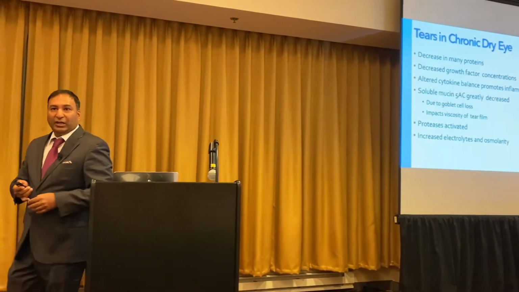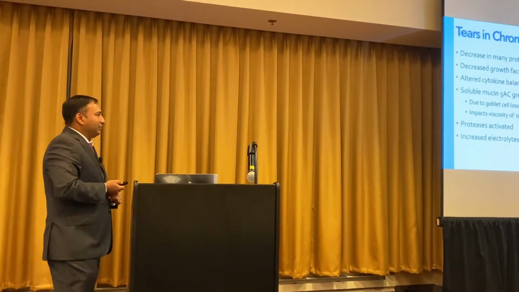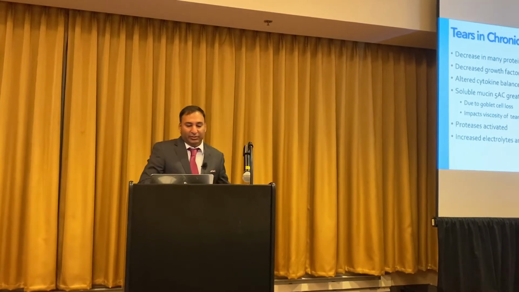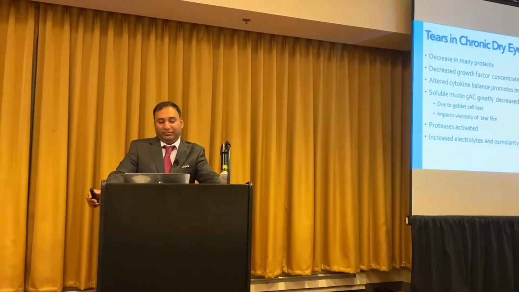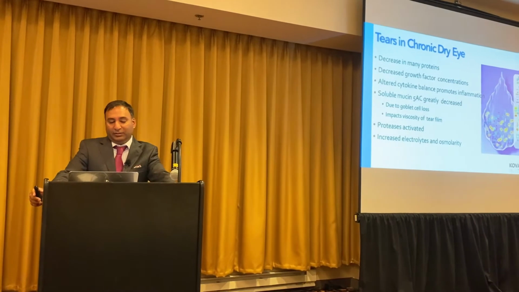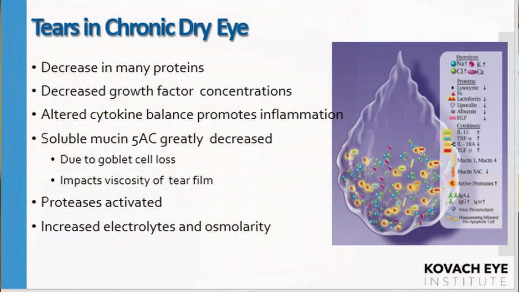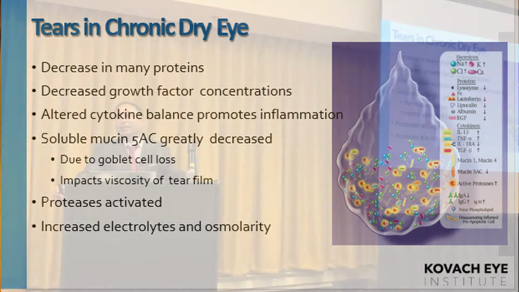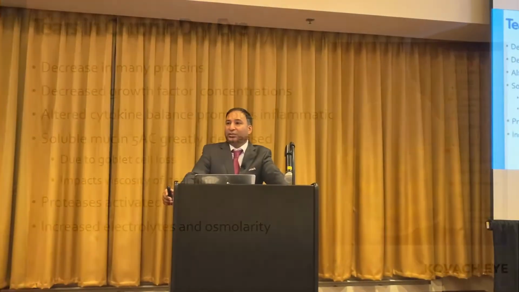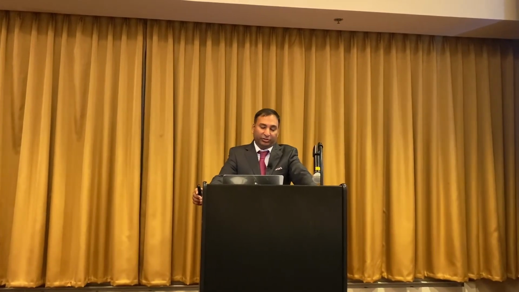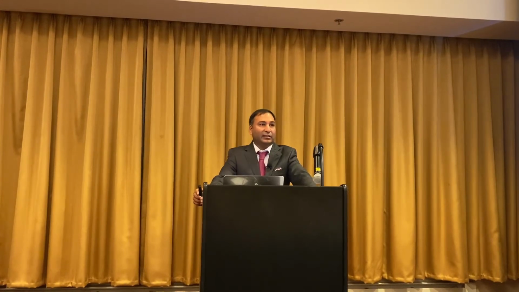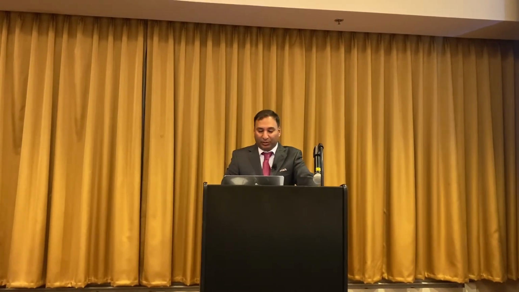Well, when we get into the dry eye stage, the chemistry of the tears changes. We have decreased growth factors, a decrease in many important proteins. We have altered cytokine balance, which promotes inflammation. And soluble mucin 5A-C is greatly decreased. We have loss of goblet cells, and we have damage to the eye. This damage can be permanent damage on the cornea, on the conjunctiva, on the whole entire surface. So although we may think of dry eyes as being more of a nuisance, it actually can cause irreversible damage to the eye if not treated properly.